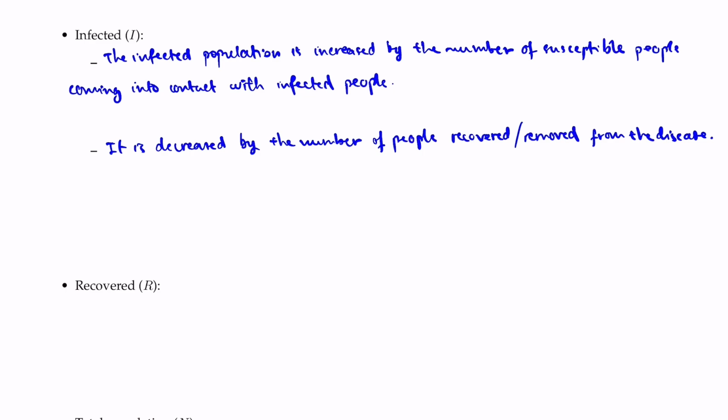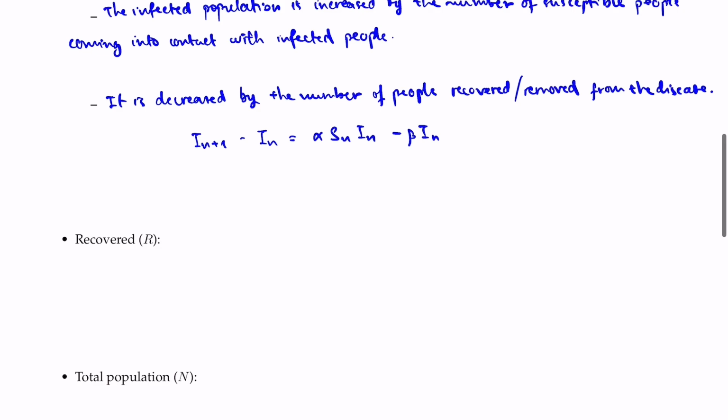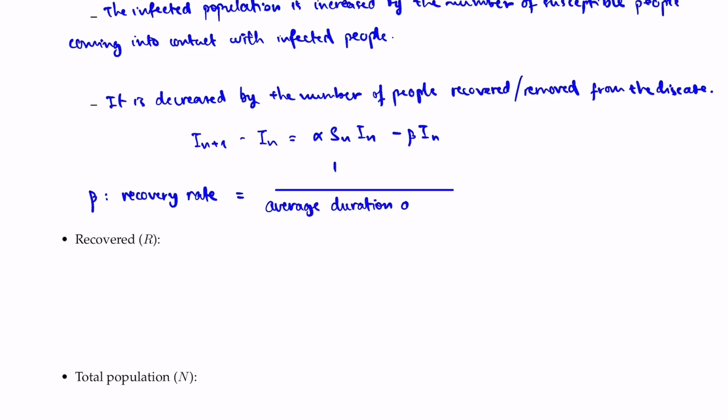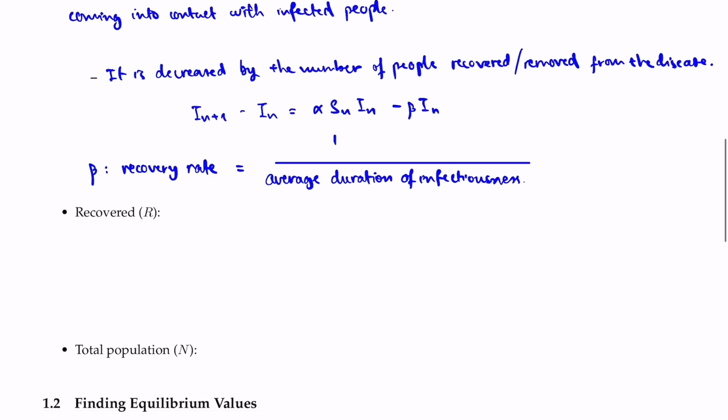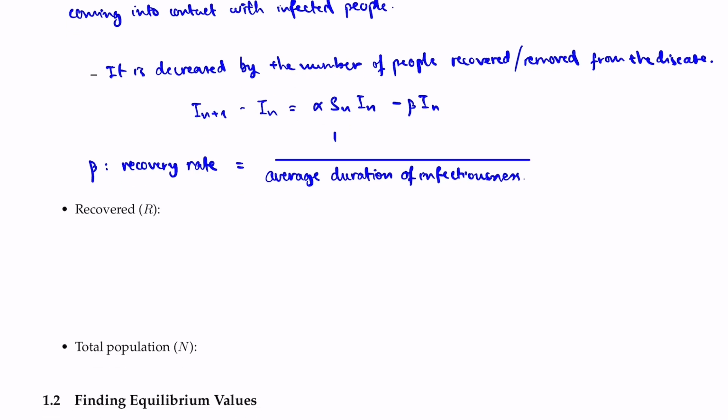The difference equation of the infected compartment is I sub n plus 1 minus I sub n, and this is equal to alpha times S sub n times I sub n minus beta times I sub n. Beta in this case is the recovery rate and is actually equal to the inverse of the average duration of infectiousness. So beta is the recovery rate, and is equal to 1 over the average duration of infectiousness.